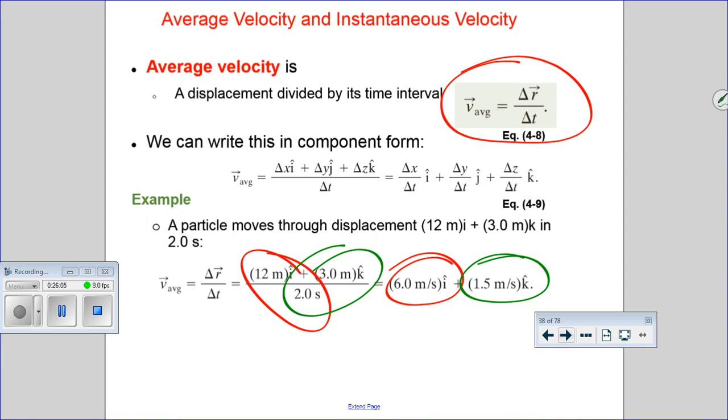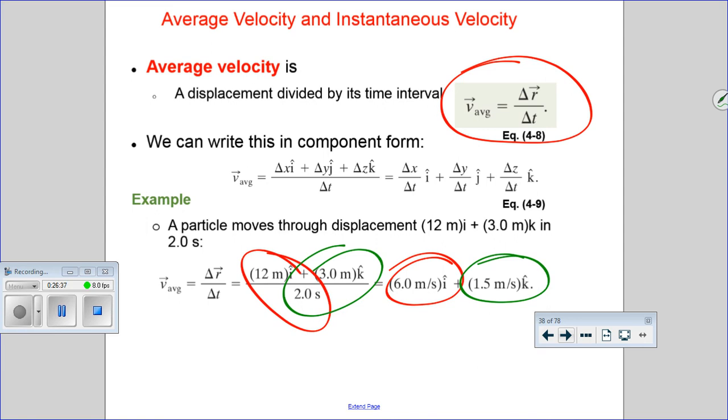Now, let's say there was an i, j, and k component. You would just do the same thing. Exactly. Everybody good? All right. So now instantaneous velocity. There's a whole bunch of calculus here. I don't know that I want to spend a ton of time on it. Basically, you're finding the instantaneous velocity horizontally and vertically by just taking derivatives, right?